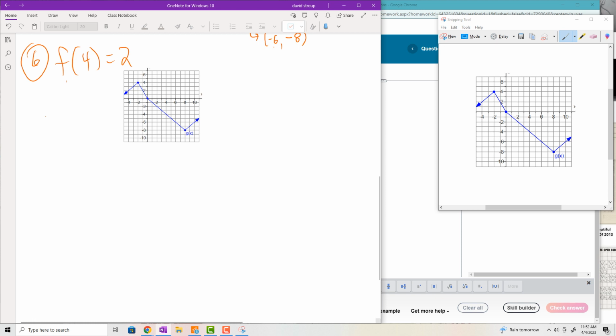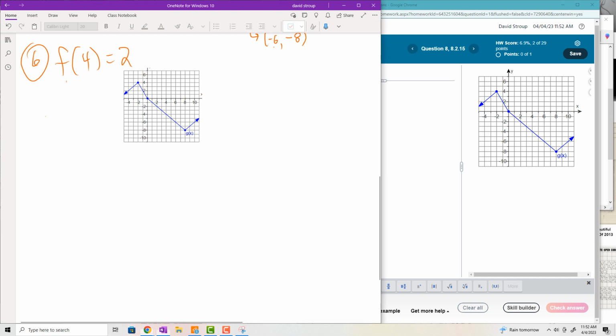So anyways, g of 8, so you just go over, the 8 is here, and so it's going to be this ordered pair, which is at 8, comma, looks like -8.